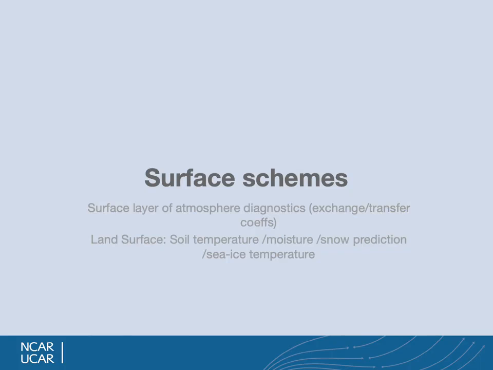So the surface of the model really is in two parts. One is the surface layer of the atmosphere, that provides some diagnostic fields that are needed by the land surface model, called the exchange coefficient. And then the land surface model itself, which has a soil moisture, soil temperature, snow prediction scheme usually, and it also may include a sea ice temperature.